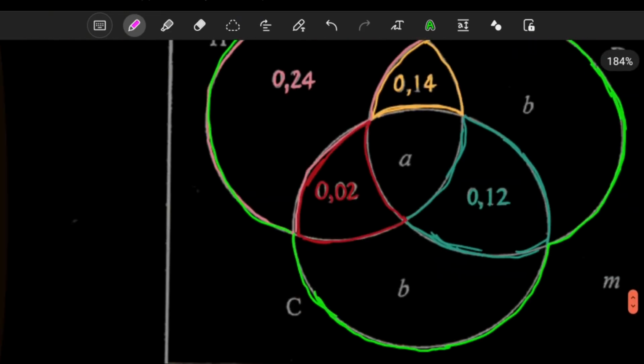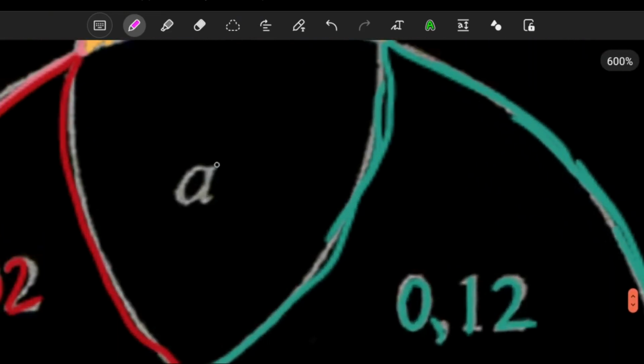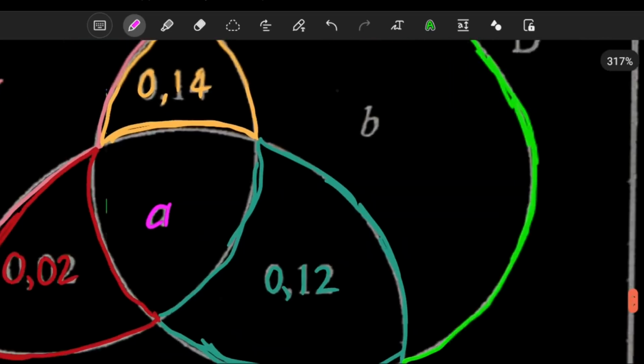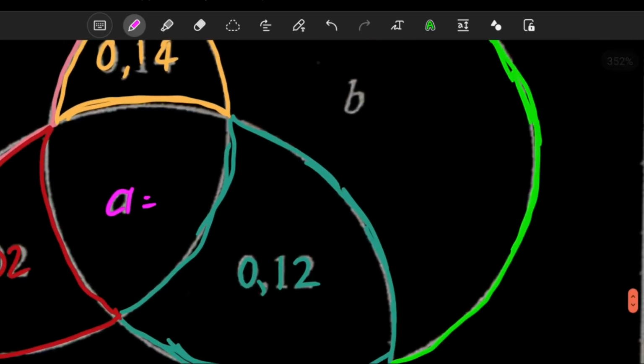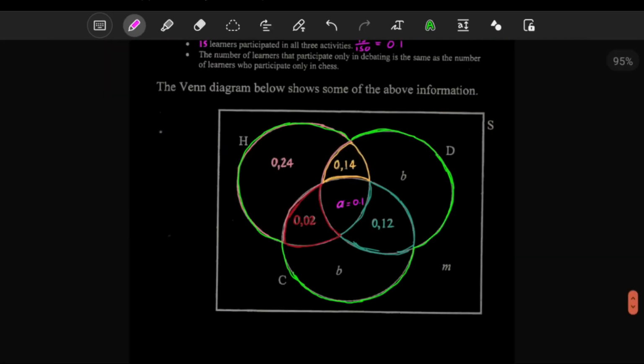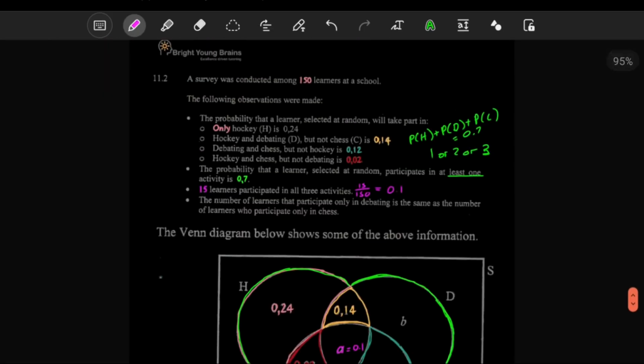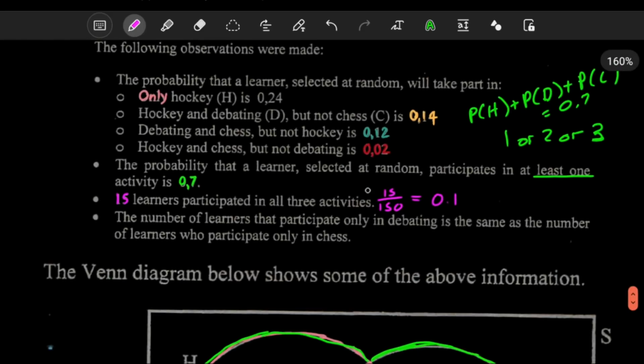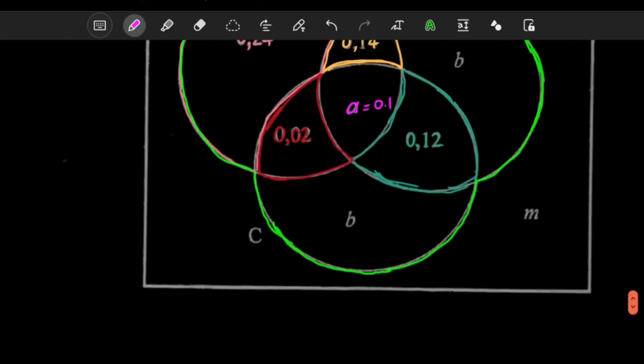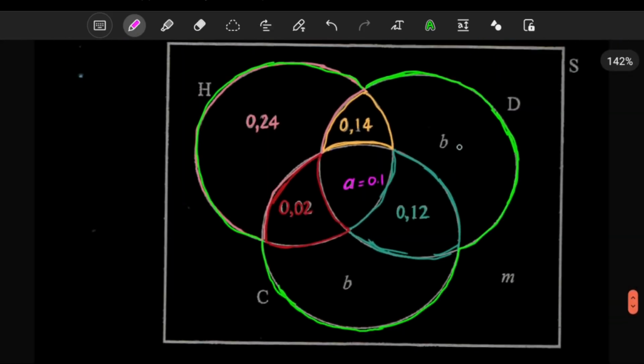So automatically we now know that people that do absolutely everything, remember, that's the guys in the middle here, we've just worked that out to be 0.1. So whenever they ask for A, we already know what it is, and you see this is our calculation over there. Then here it says the number of learners that participate only in debating is the same as the number of learners who participate only in chess. So you see, the people that play only debating and only chess, that's why there's a B and a B here, because that's exactly the same value.